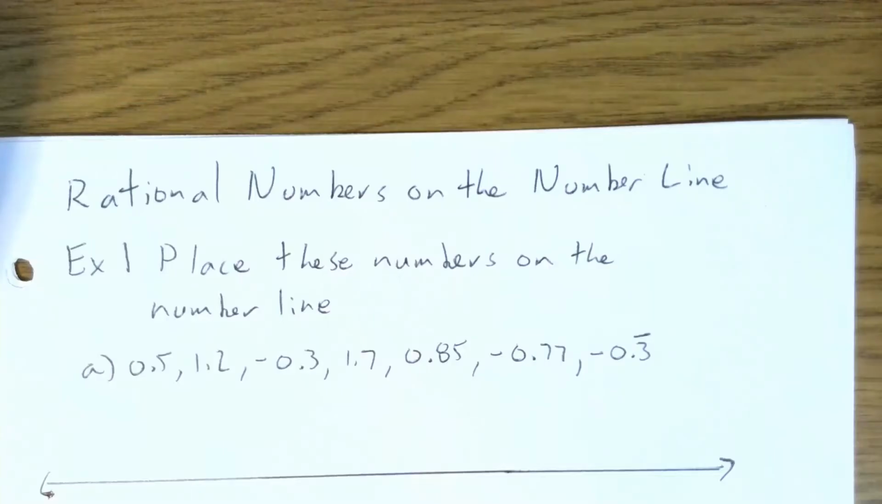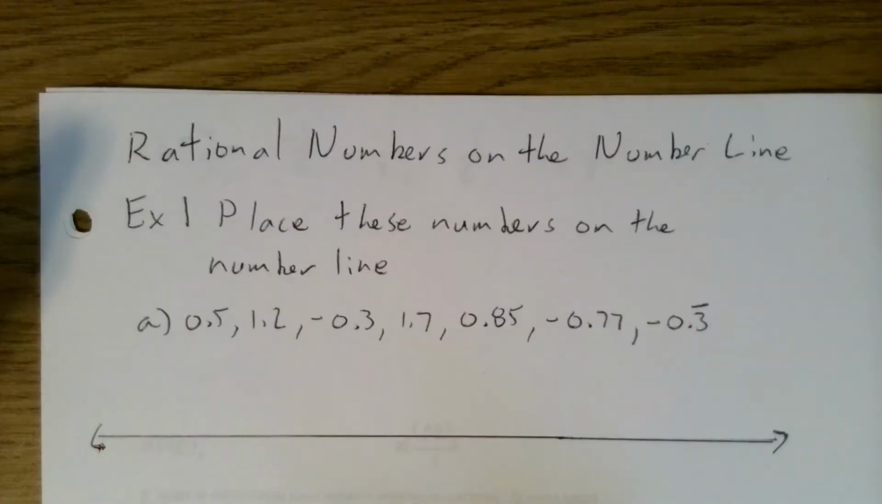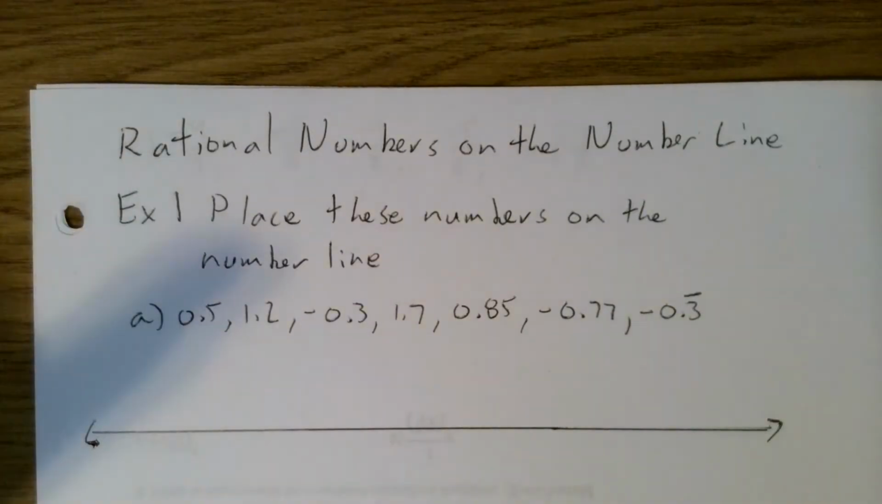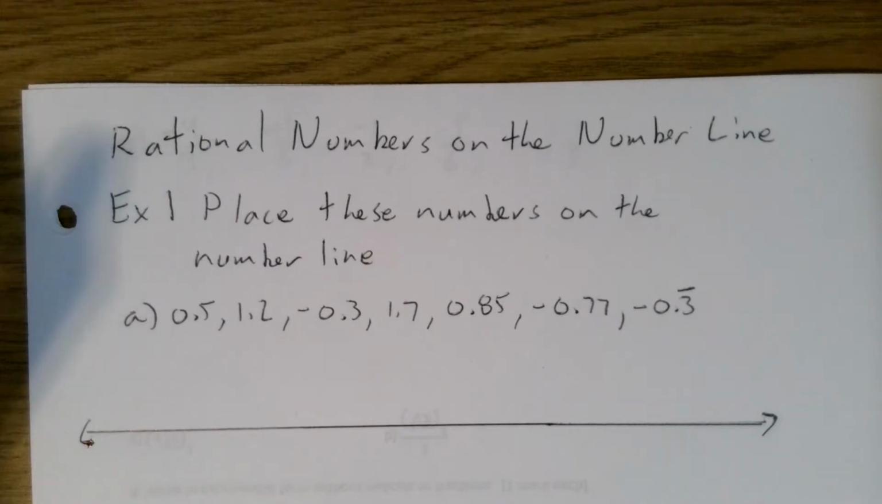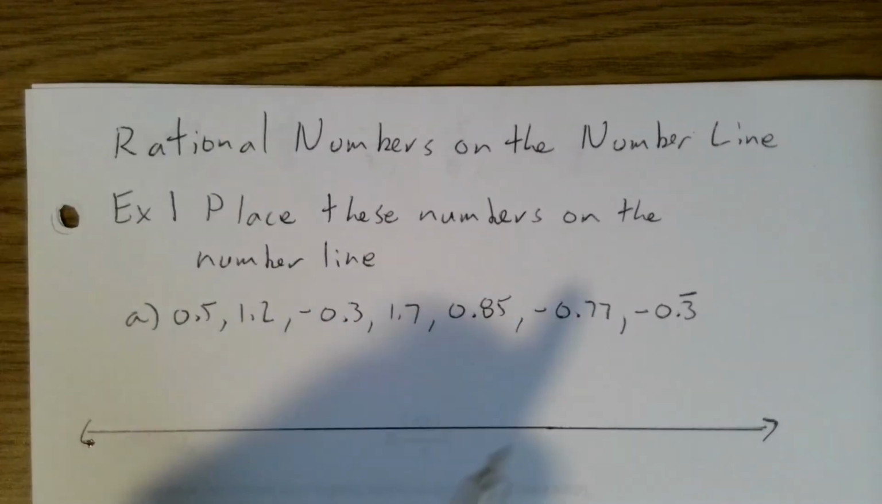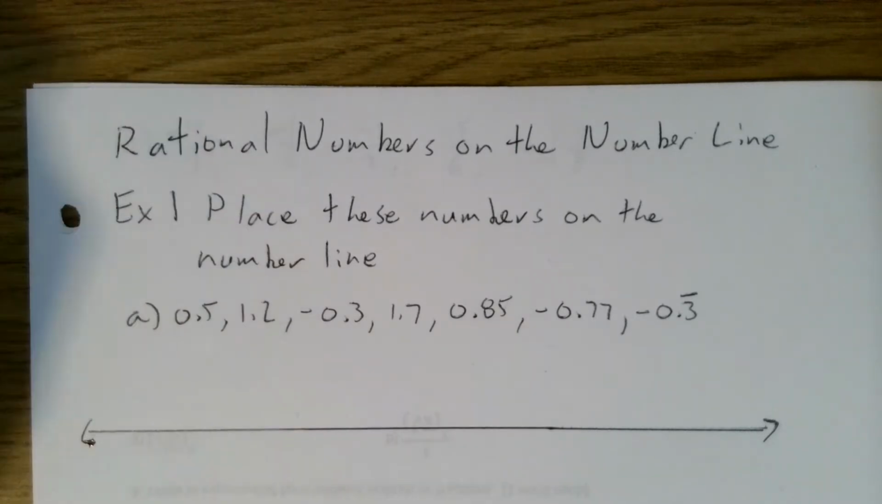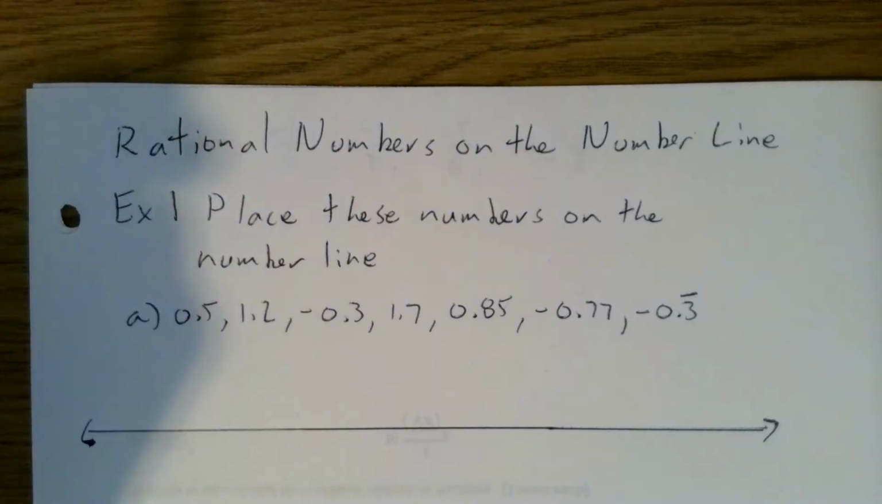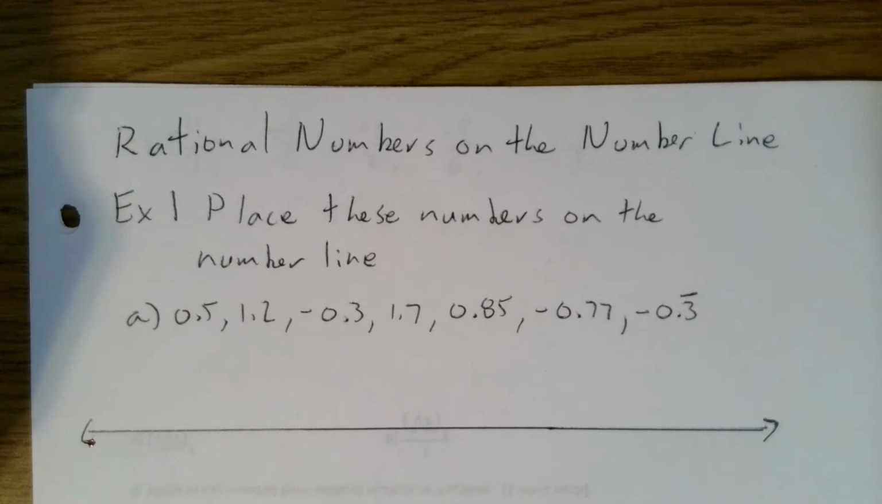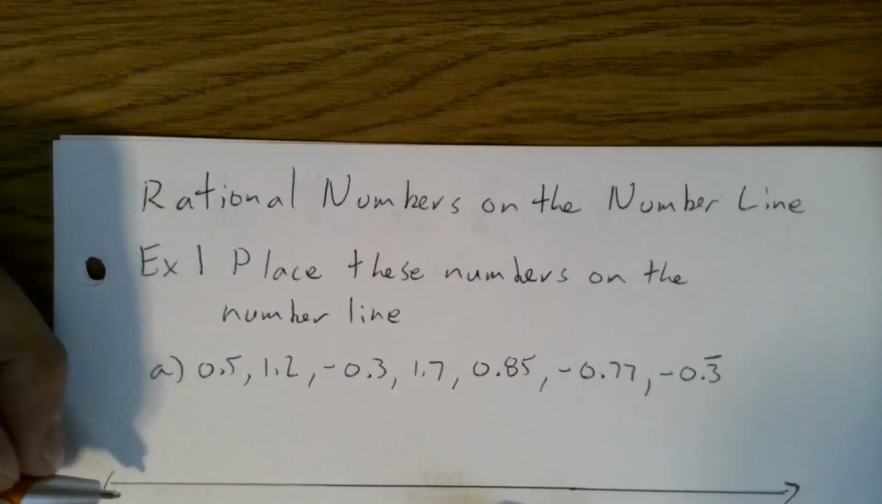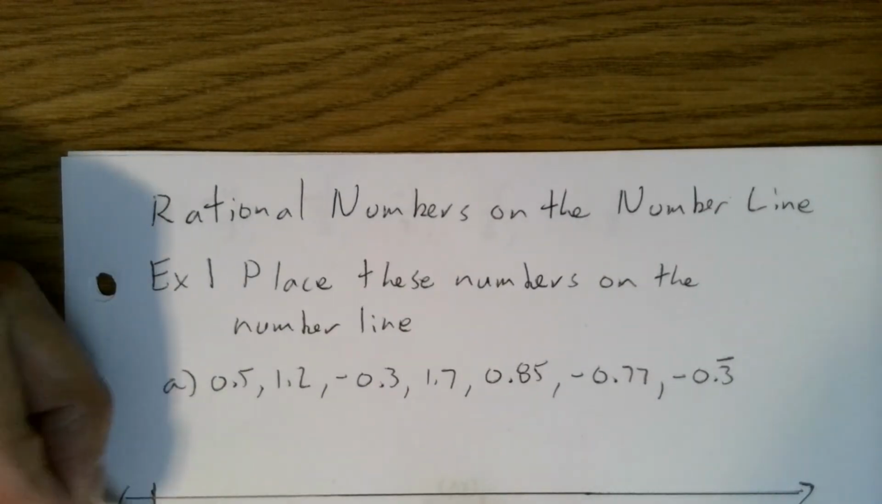There we go. Okay, now we're going to want to look at our numbers and figure out what whole numbers, or integers, more accurately, we should have at each end of this. So our least number is -0.77, and our greatest number is 1.7. So we should be going between -1 and +2. Okay, so I'm going to put -1 here on the far left.